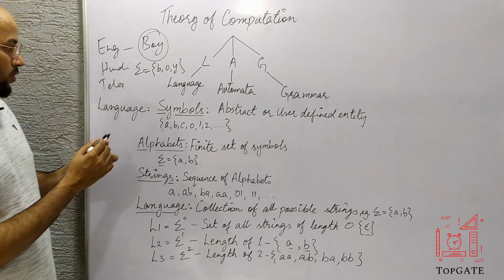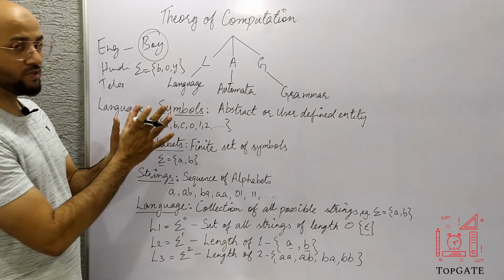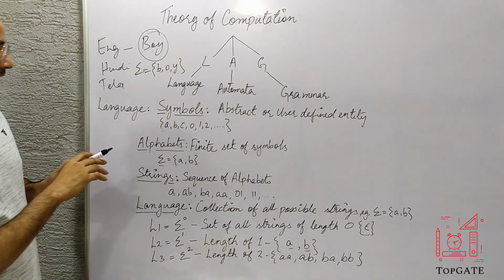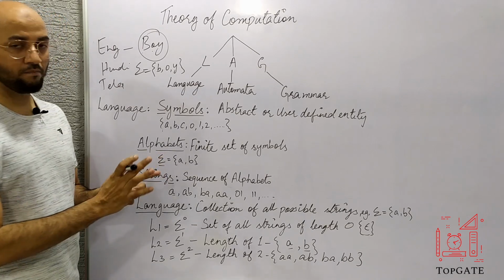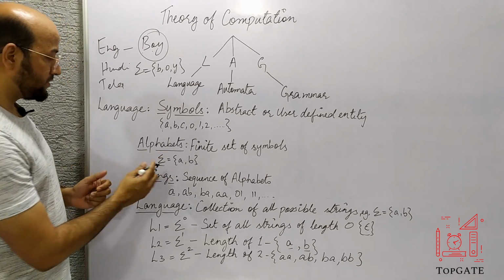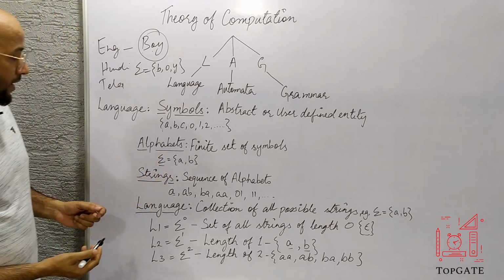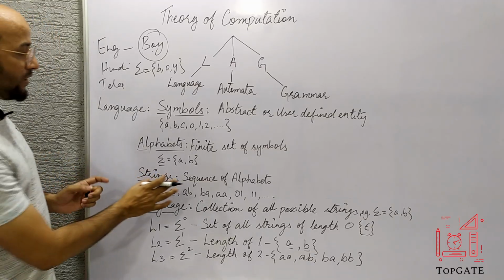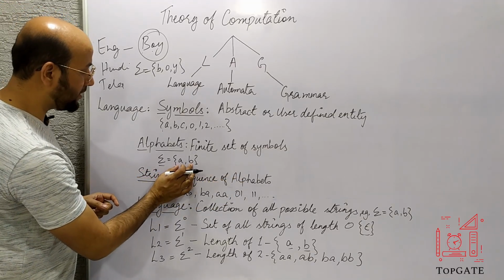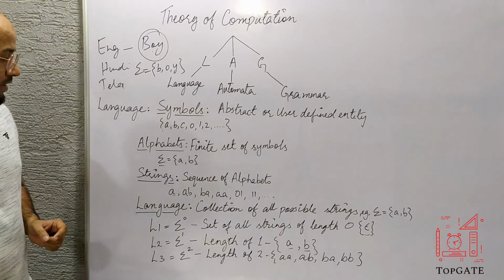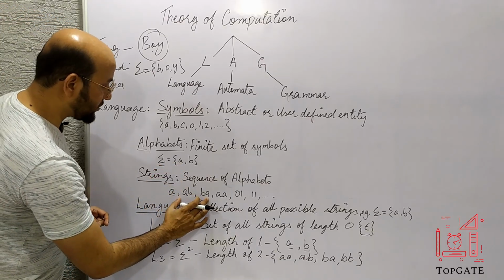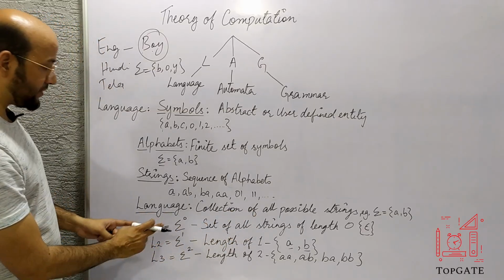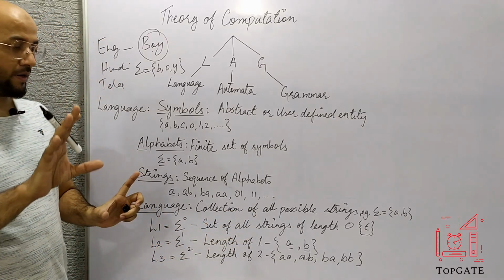If we come from the top, the first thing we have is a symbol. With these symbols, I take out some characters and call them my alphabet, represented by sigma. With this alphabet, I try to make strings, that is, sequences of alphabet symbols. So I use A and B and make strings. And I use these strings, a collection of all possible strings under some conditions, and that will be called a particular language.